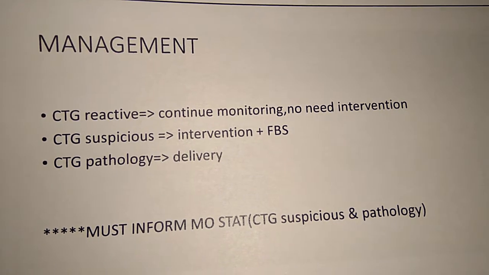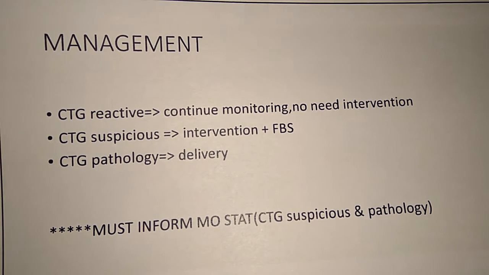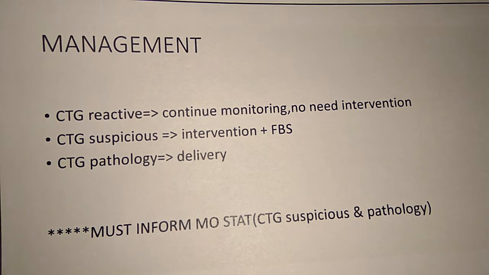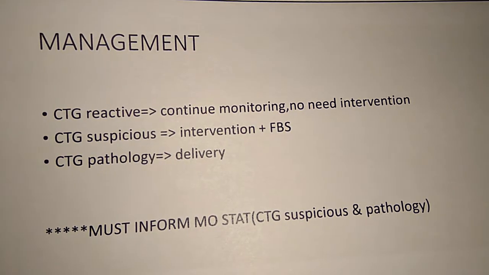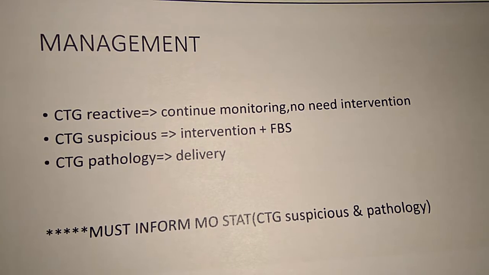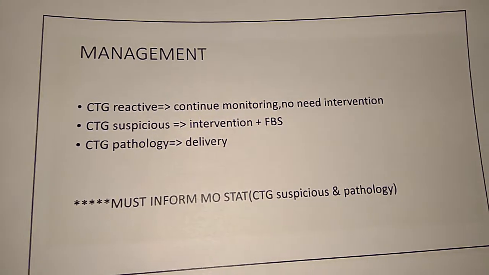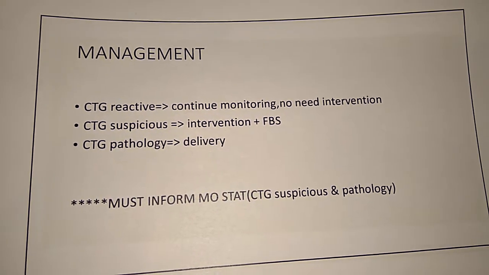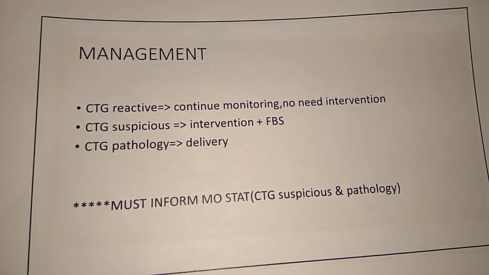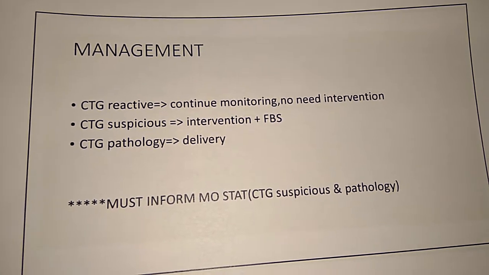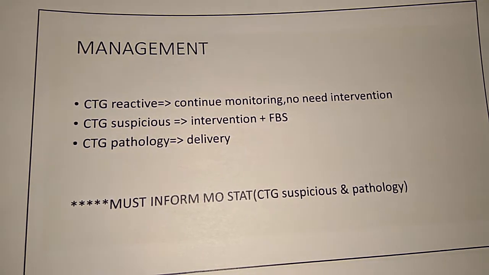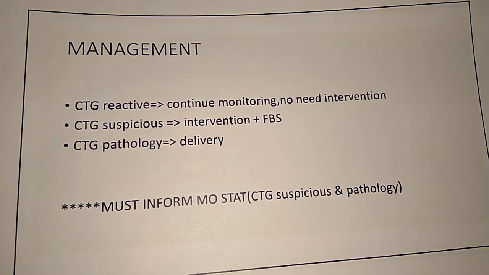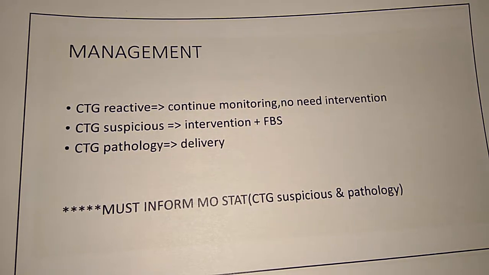So the management, if CTG is reactive, continue monitoring, no need for intervention. If CTG is suspicious, do intervention, and also FBS. FBS, I'm not sure what that is. Maybe fetal blood sampling. Anyway, for pathological CTG you should do delivery. Inform the hemostat if CTG is suspicious or pathological.